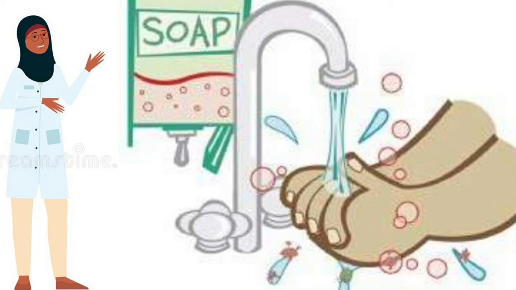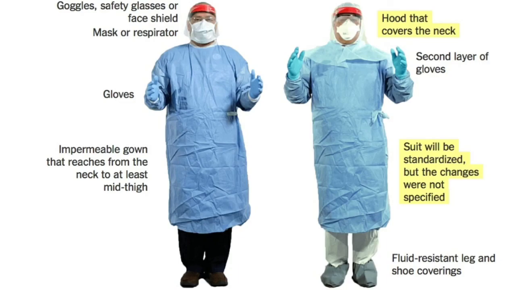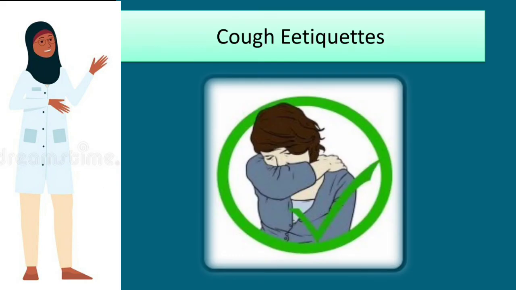First of all, we have to follow strict compliance on hand hygiene. It can be done by hand rub or hand wash with soap and water. In addition to that, you can wear appropriate PPE based on your need. Then you have to follow cough etiquette. This is to prevent or limit the spread of respiratory droplets and to protect others from infection. For that, you have to cover your nose and mouth while you are coughing or sneezing.